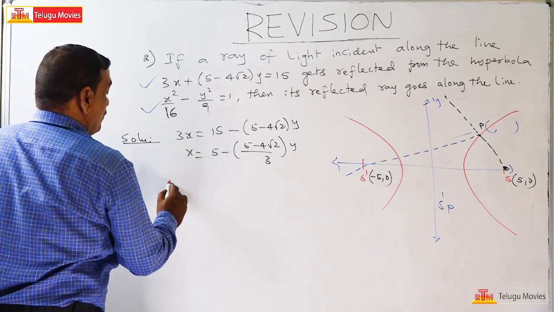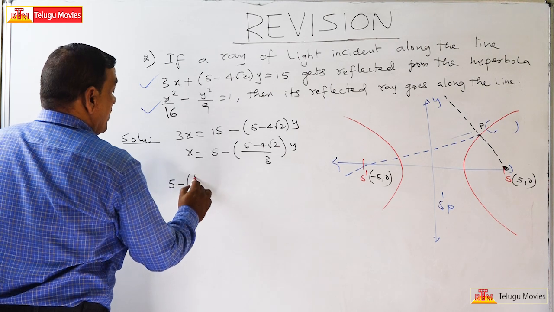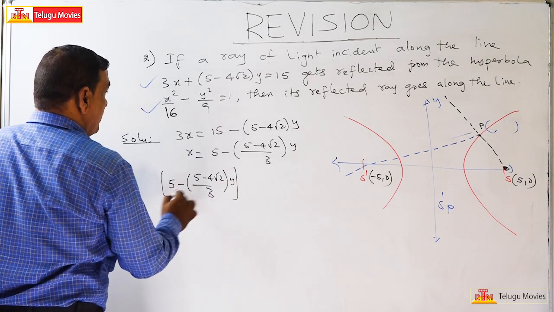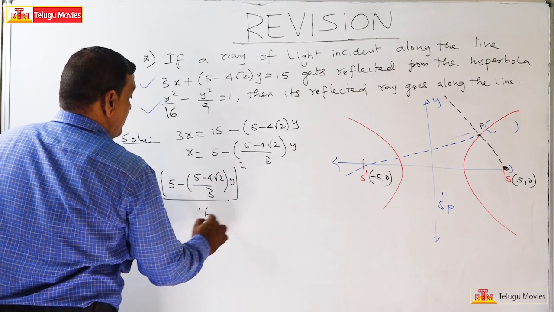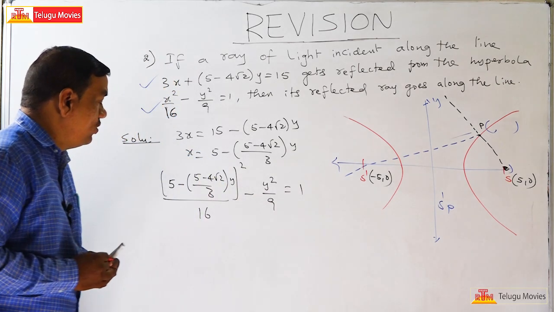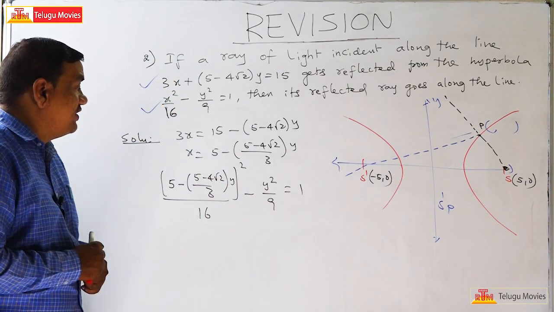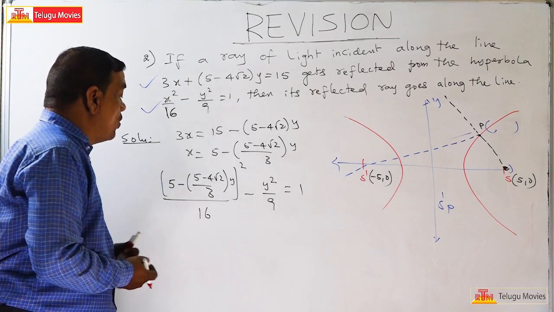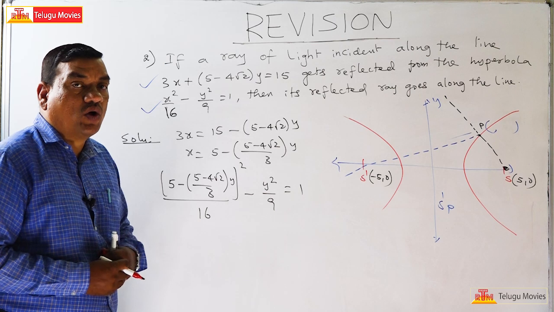So, this is equal to 5 minus 4 root 2 by 3 into y whole square by 16 minus y square by 9 is equal to 1. Now, you have to solve this equation for the y value. You can do the a minus b whole square expansion and you will get a quadratic equation.